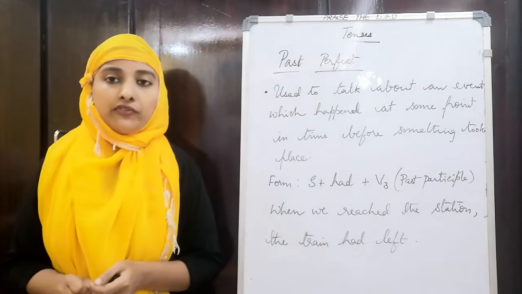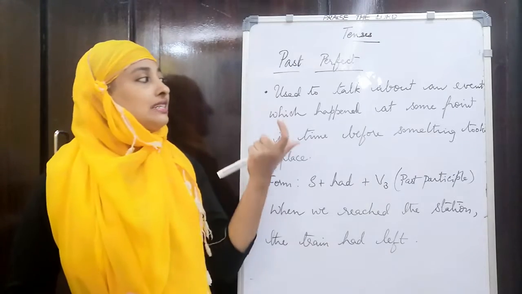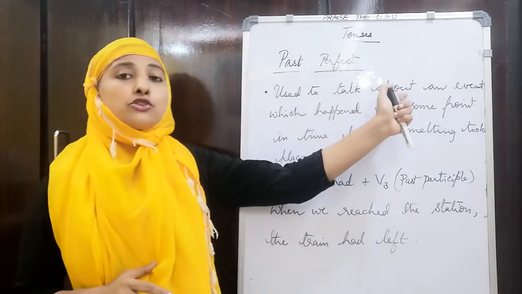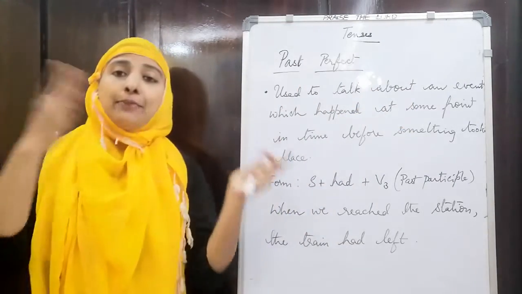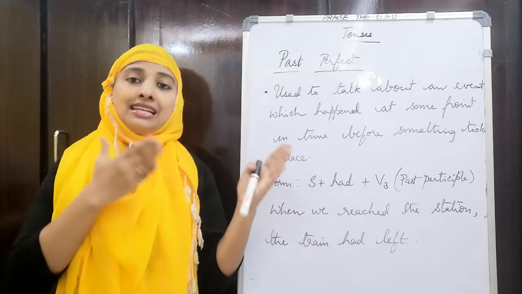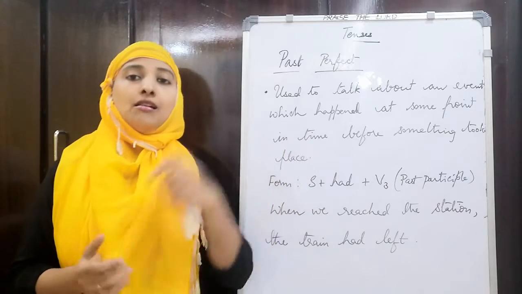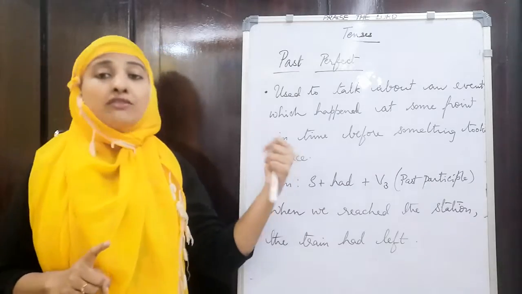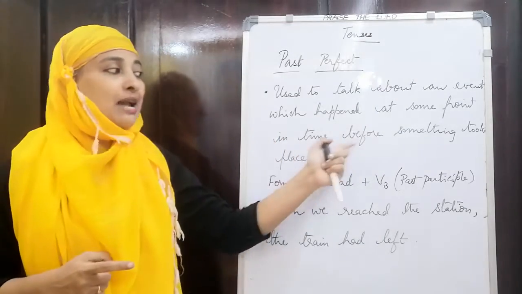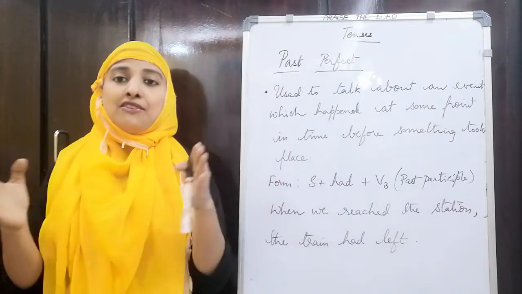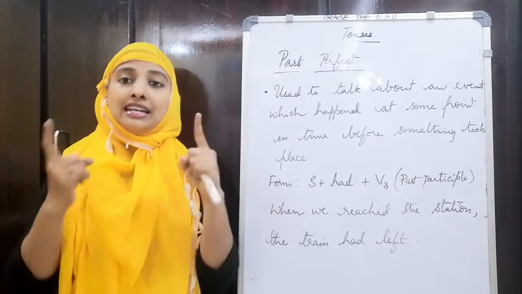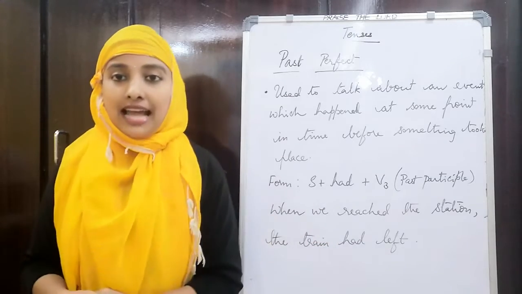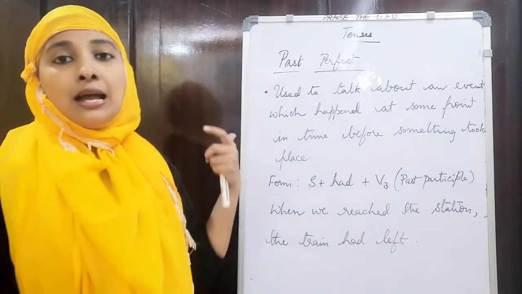So what is past perfect tense? Past perfect tense is used to talk about an activity or an event which happened at some point of time when another event also took place. When two events are happening, it is talking about the event which happened first, before the other event actually happened. So this is about past perfect tense.